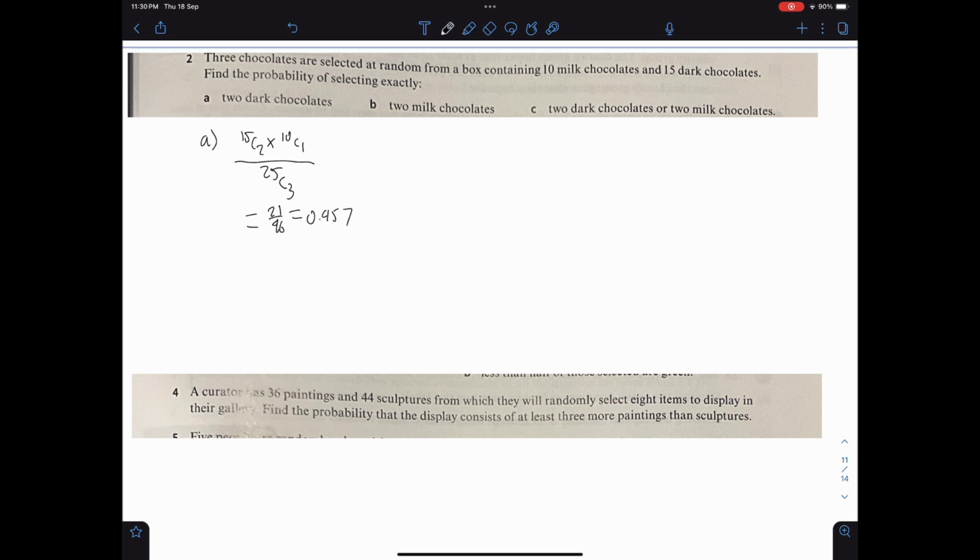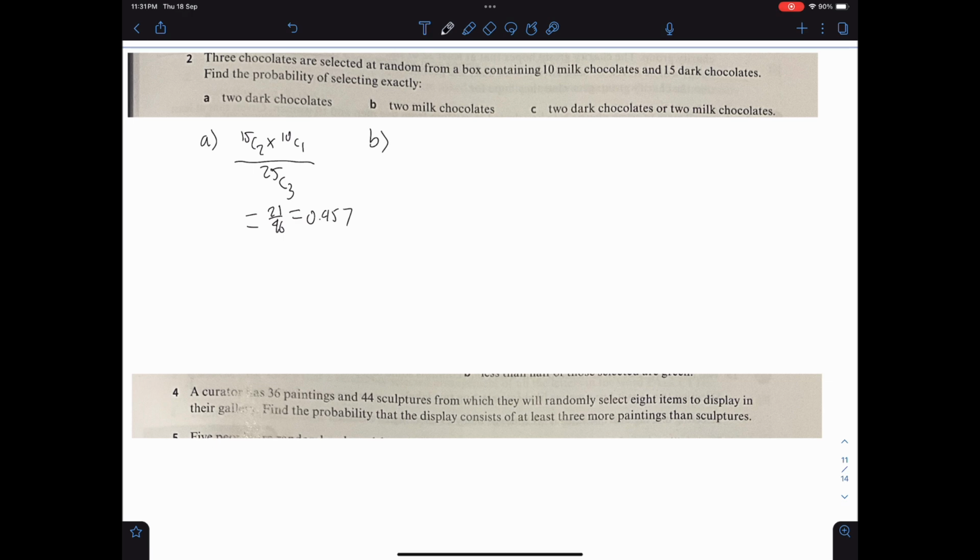Now we do this because on the top we're just trying to find the number of, in a way, think of all the possible selections as events. We're trying to find the number of favourable events and then divide it by the total number of possible outcomes. Sorry, I should say the number of favourable outcomes and then divide it by the total number of outcomes, and that's exactly what we're doing. And we're doing 15 choose 2 because we want 2 dark chocolates. And then we have to do 10 choose 1 because it tells us that we're selecting 3 chocolates.